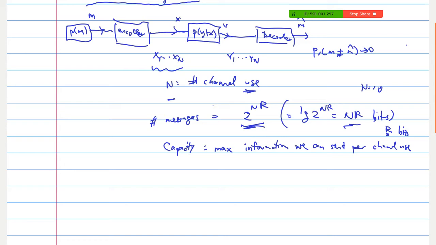It is how much information we are going to send through the channel per channel use. And the capacity is basically saying what's the maximum rate we can send through the channel per channel use. Essentially, as long as your R is less than the capacity, then you will have error-free transmission.